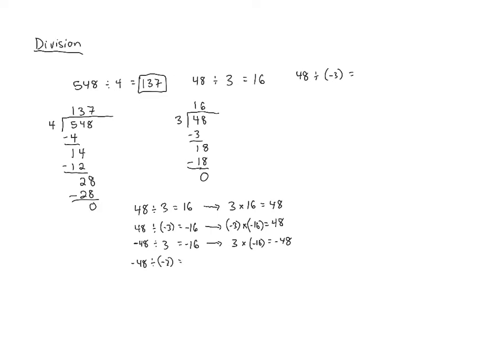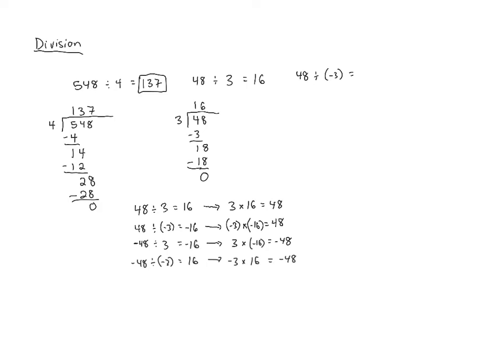And then the last one we're going to look at is negative 48 divided by negative 3. I think some of you can probably guess at this point the answer is going to be positive. The negatives cancel out, and it's similar to what's going on with multiplication. The equivalent multiplication would be negative 3 times 16 equals negative 48.